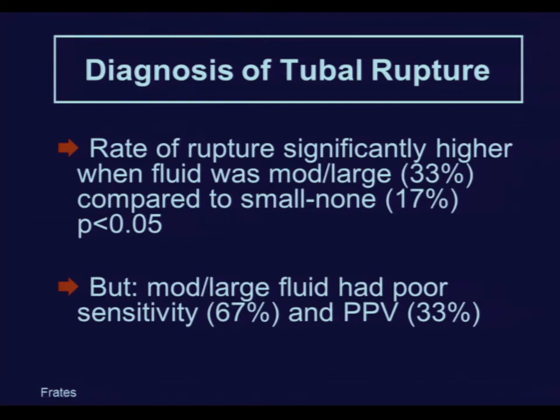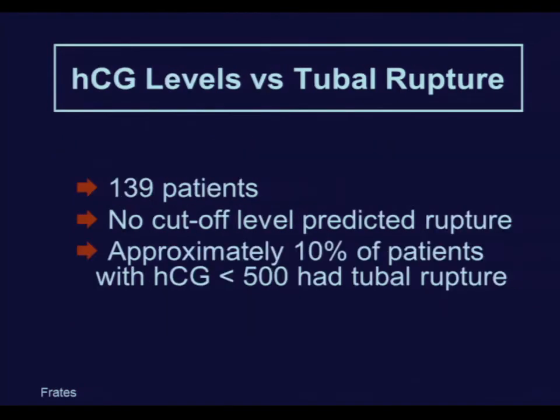We did note that the rate of rupture was significantly higher when the amount of fluid in the cul-de-sac was moderate to large as compared to small or none. However, we did note that moderate to large amounts of fluid had very poor sensitivity and poor predictive value.